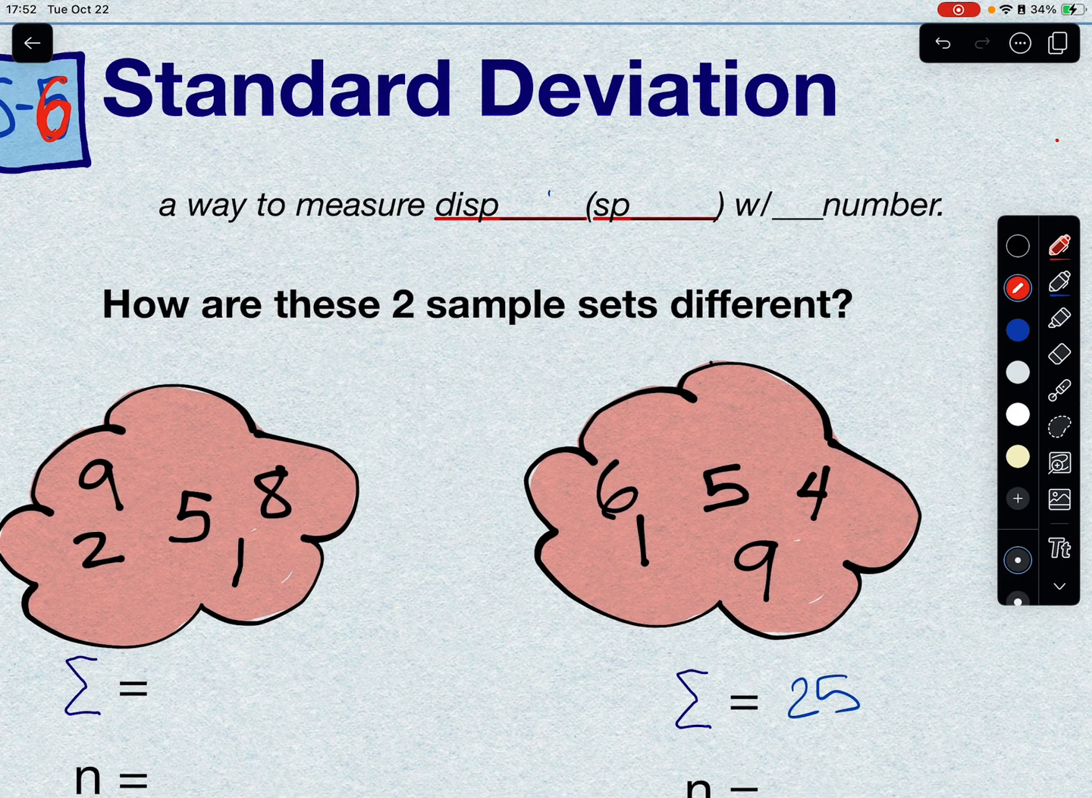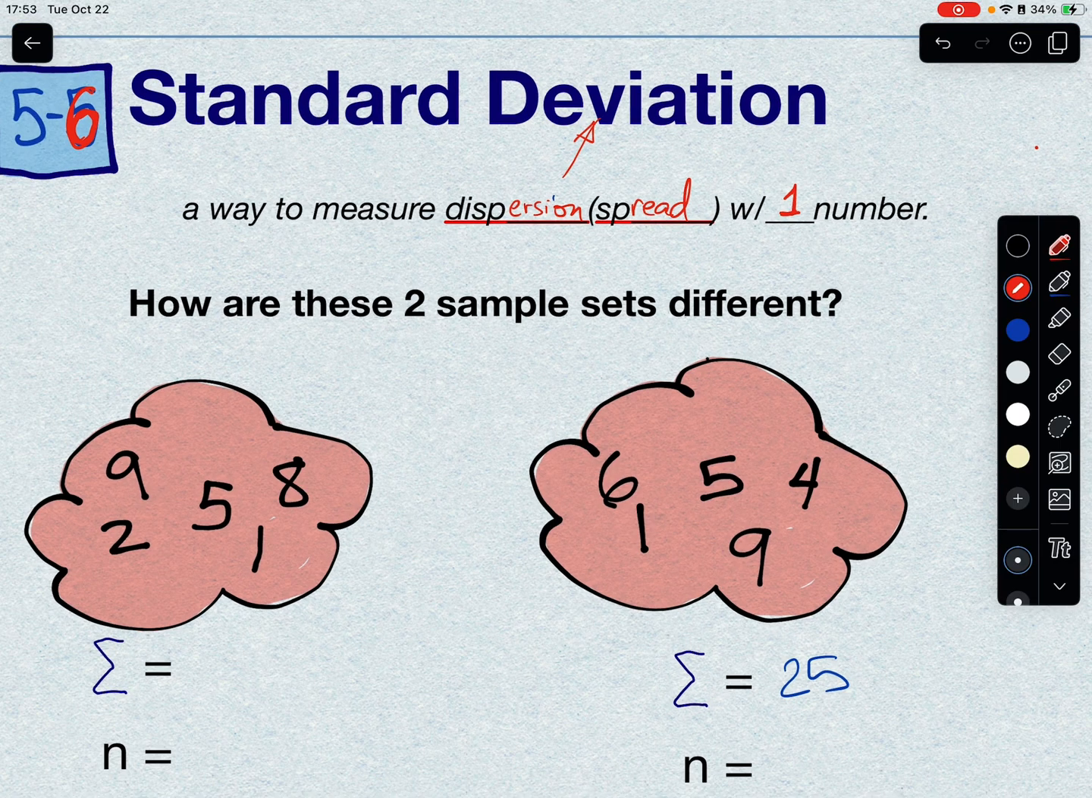Standard deviation. Dispersion is what we're measuring today. What is dispersion, Mr. Larson? Such a fancy word. It's just spread. So how spread out are the data? And we're going to do that with a single number. So one number reports to us the standard deviation.